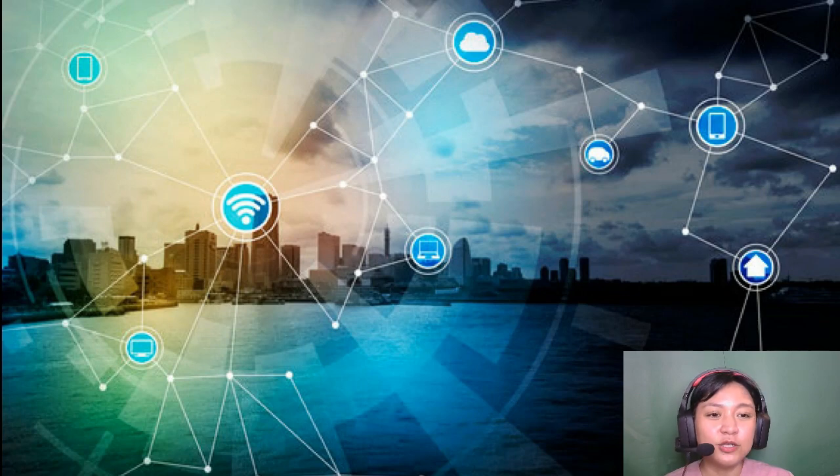This picture is a very big one, and can you please analyze it for me? We have here some form of a signal, right? That is right, it's Wi-Fi. So we are going to talk about the internet.